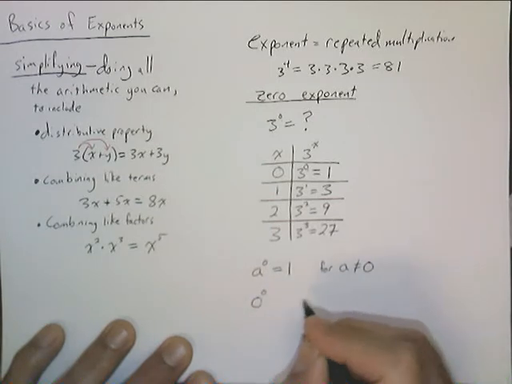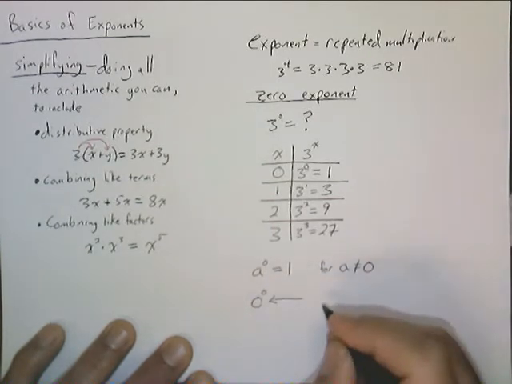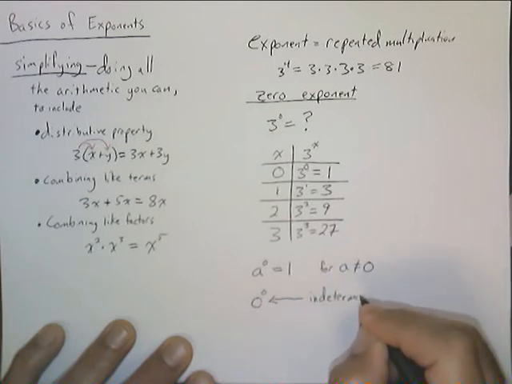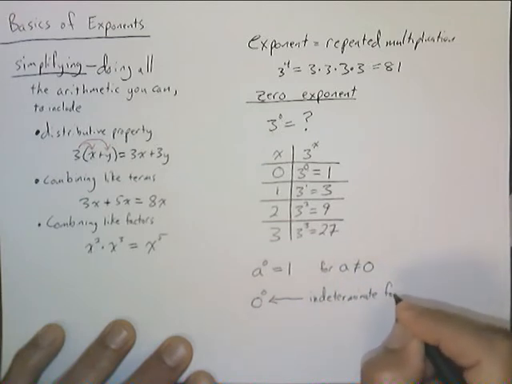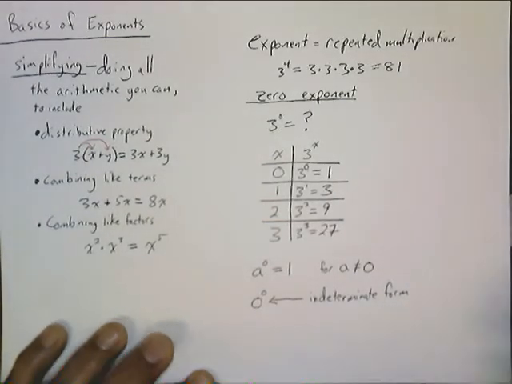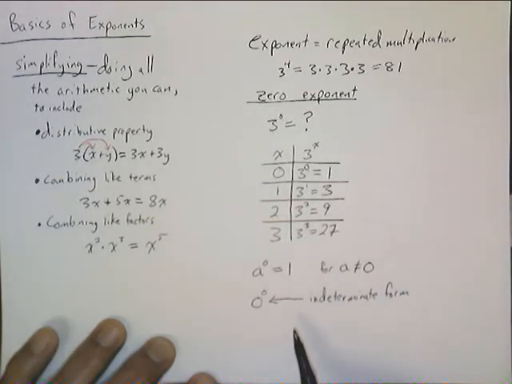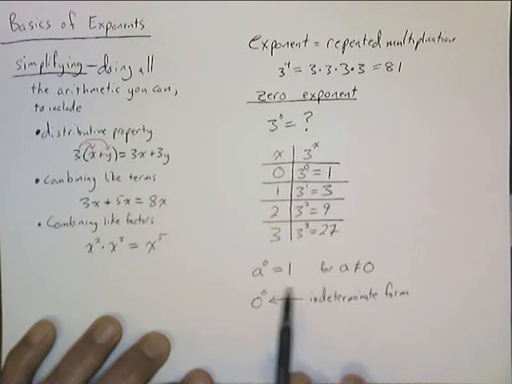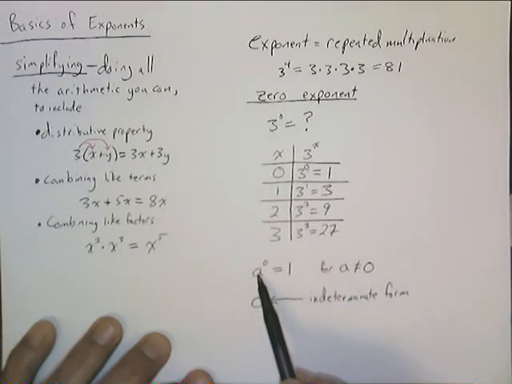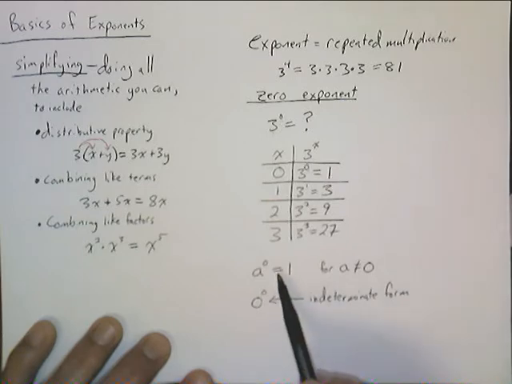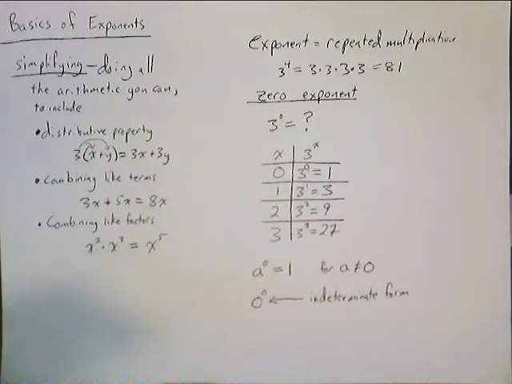0 to the 0 is something else entirely. That's what we call an indeterminate form, at least in the scope we're going with in your high school curriculum, taking us up to calculus. But in order to really talk about this, we do need some ideas from calculus, so we don't need to worry about that for right now. For right now, all we need to know is that if you take any number other than 0 and raise it to the power of 0, that has to be 1.